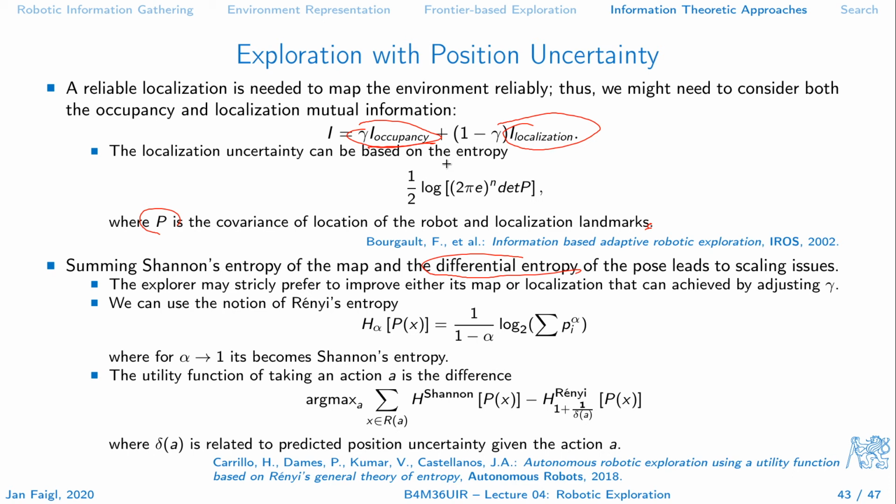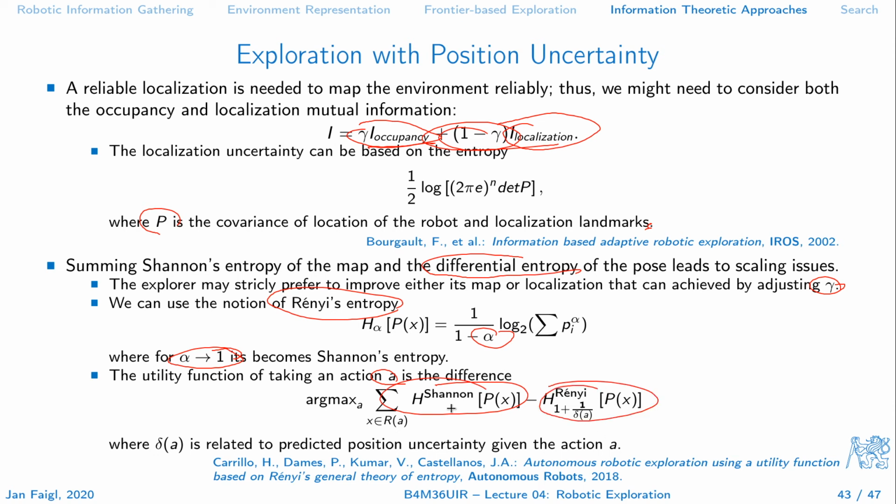So we have this, so we can adjust by this gamma. And how can we actually address that in some, let's say, convenient or elegant way? It is the notion of Rényi entropy, which can be considered as a generalization of the Shannon entropy, because for the special case of alpha equal 1, we will have Shannon entropy. So then the utility function for taking action A is the difference of the Shannon entropy and this Rényi entropy.